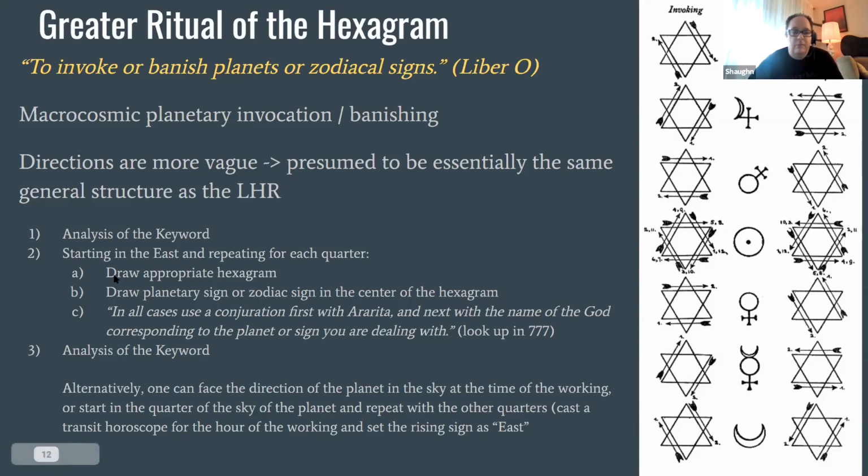So then you draw the hexagram for that particular planet. Then you draw the planetary sign or zodiac sign in the center of the hexagram. And then you, in all cases, use a conjuration first with Ararita, and next with the name of the god corresponding to the planet or sign you are dealing with. And you can look that up in 777. And then you close again with the analysis of the keyword.